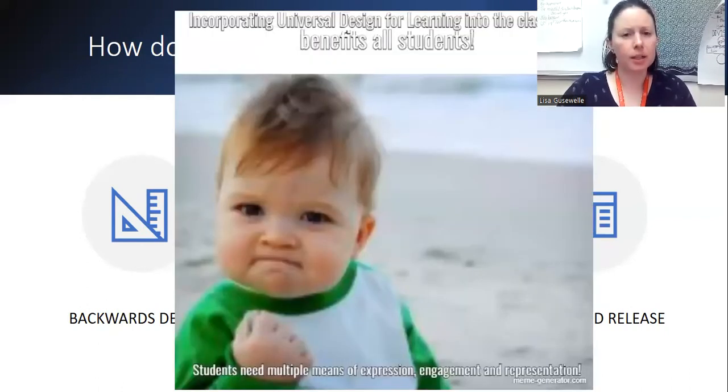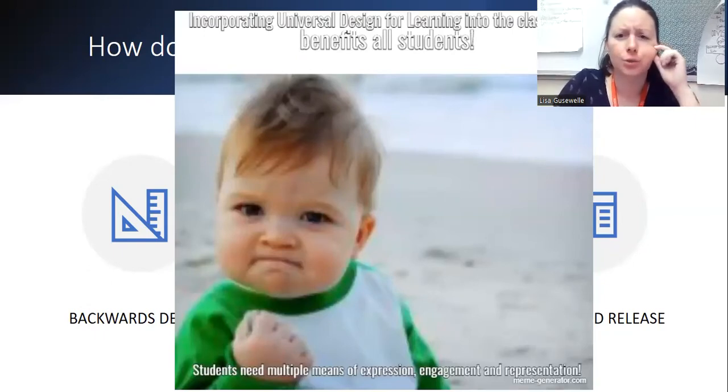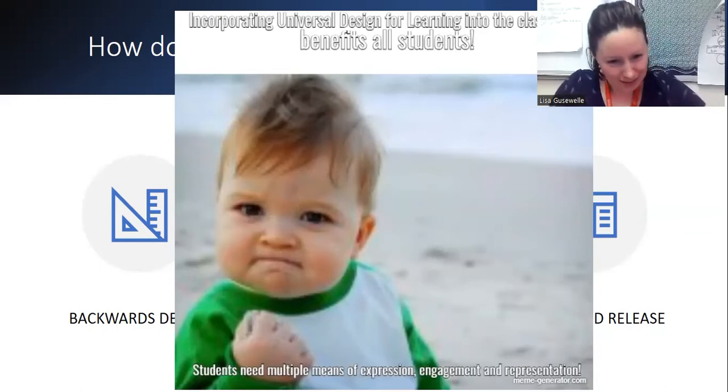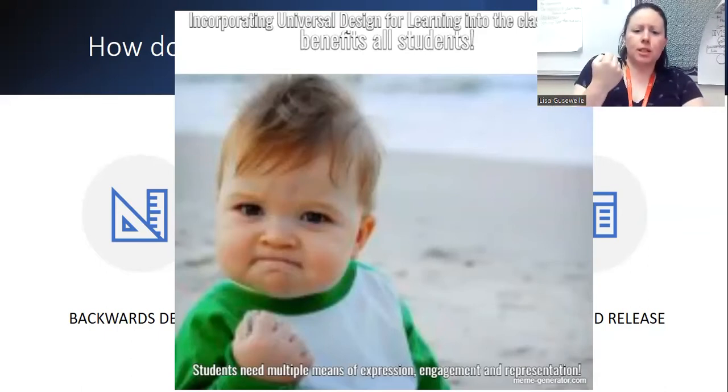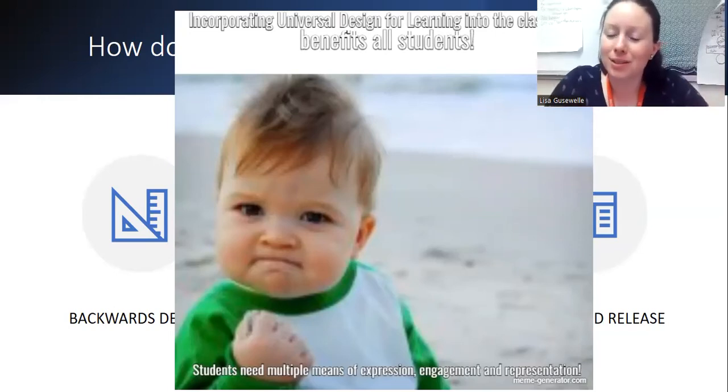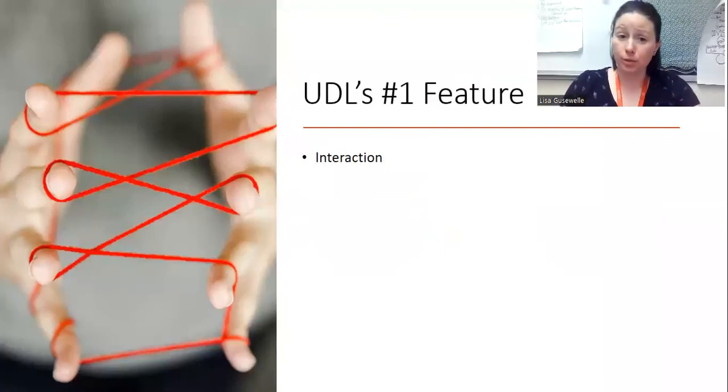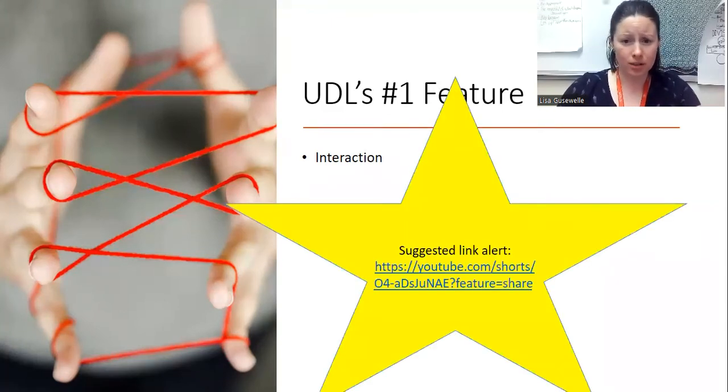There's a meme here. Incorporating universal design for learning into the classroom benefits all students. And there's this yes kid. He's funny. Students need multiple means of expression, engagement, and representation. That really fits Oodle, doesn't it? So the number one feature of UDL is interaction from the instructor to the students and also amongst the students.